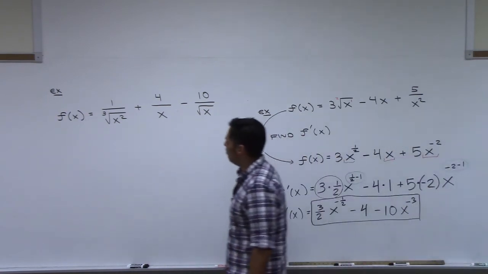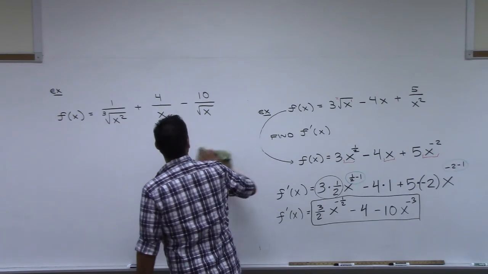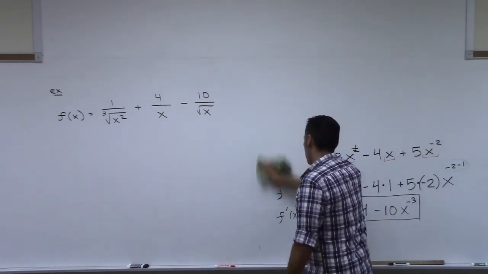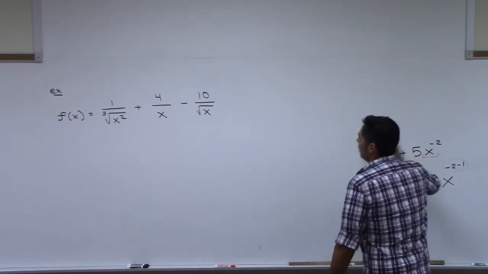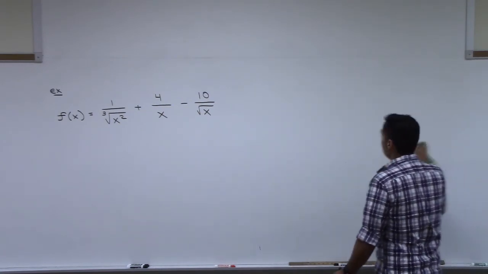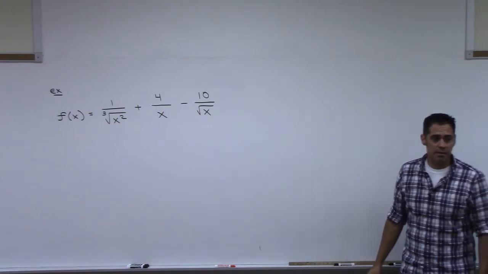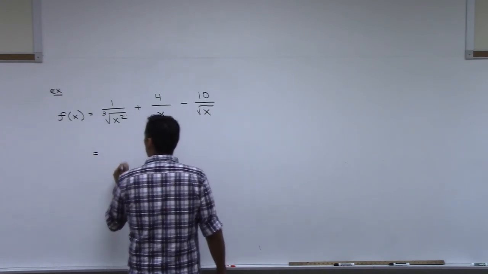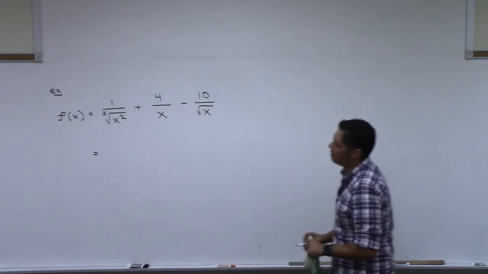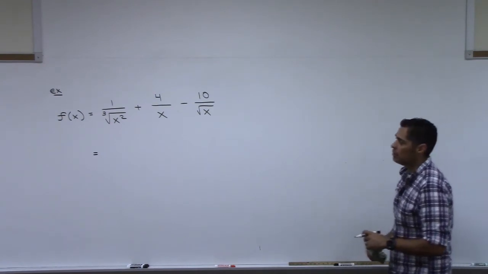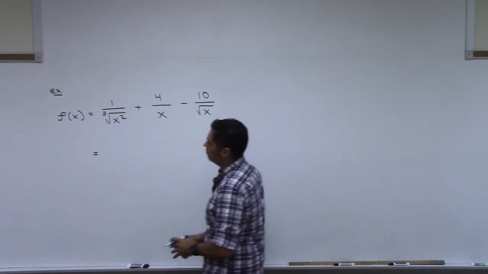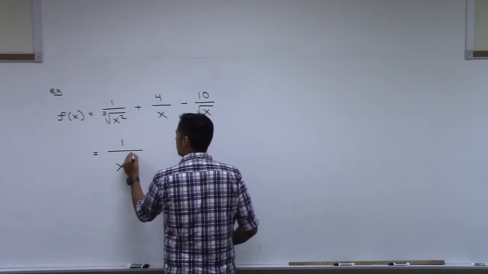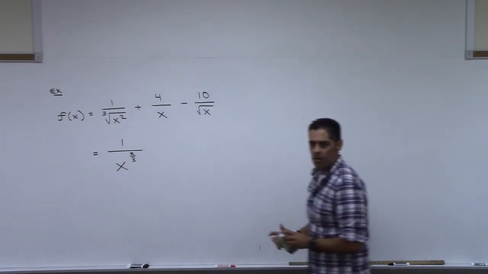All right, so what am I going to need to do first here? Rewrite it. Okay, so you've got to be able to rewrite this where you have just x's to powers, right? You've got to start with that. So how about we rewrite this? How can I rewrite 1 over the cube root of x squared? 1 over x to what power? 2/3. Good. Okay. I agree.